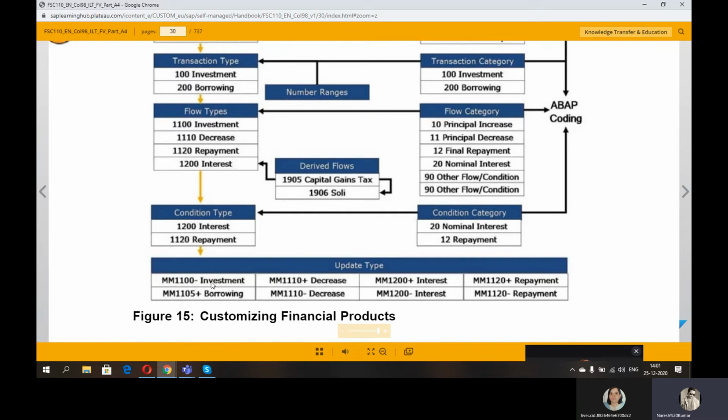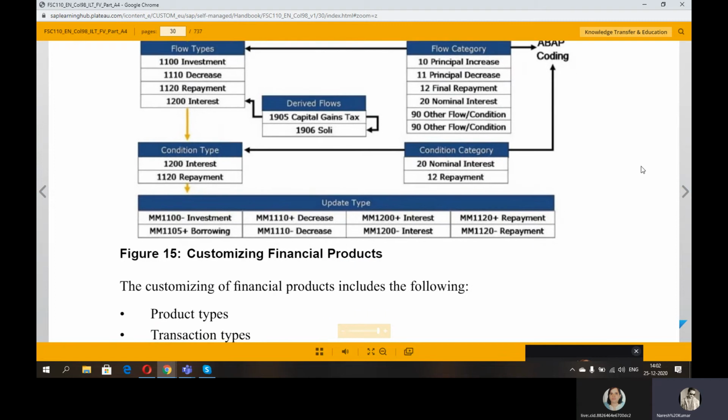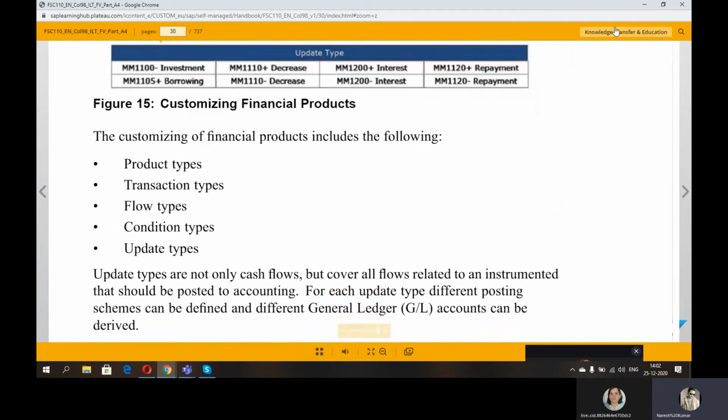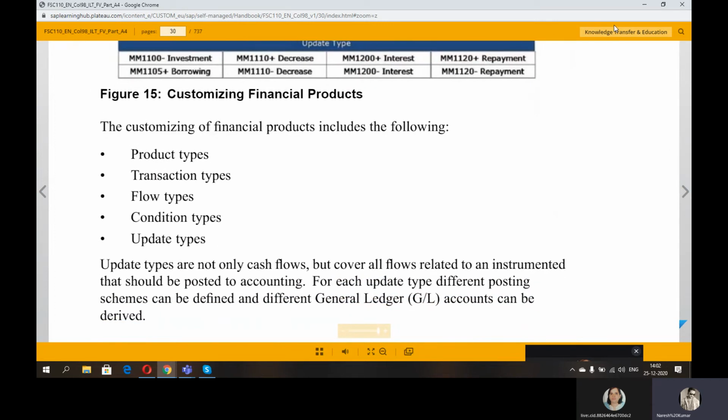Okay, 1100 for investment, 1105 for borrowing. So these are the update types. The MM1110 plus decrease. Okay, MM1100 for decrease. So interest, repayment, these are the things we will be able to make it based on update type. So these are the major customization required for money market.